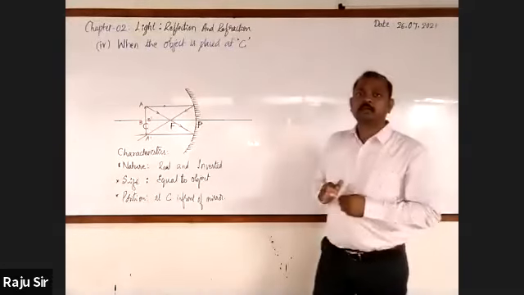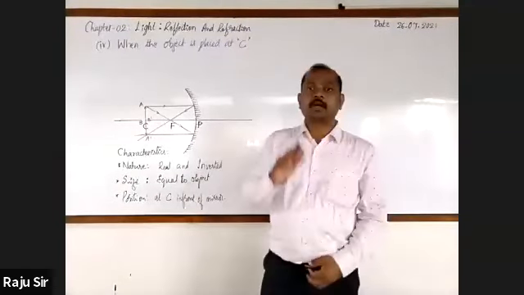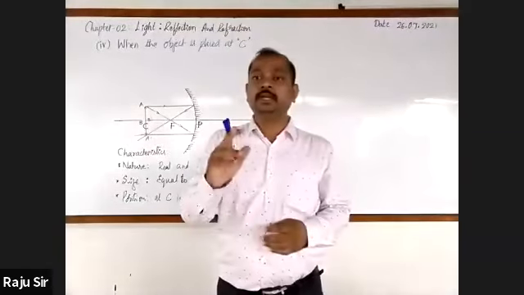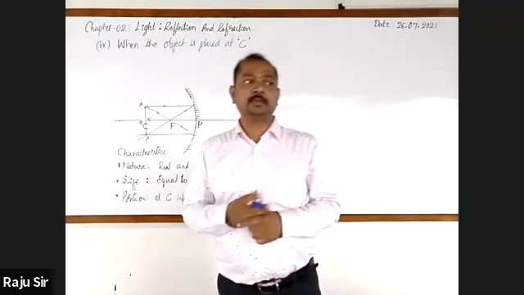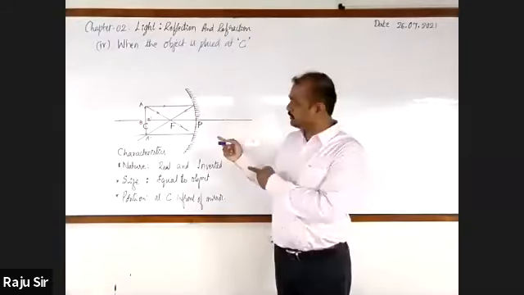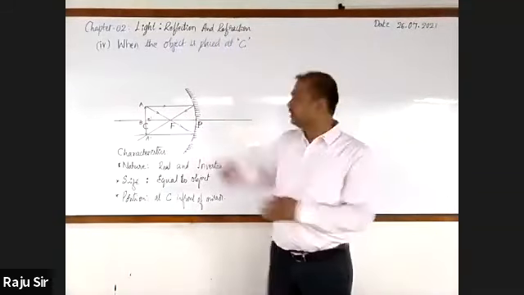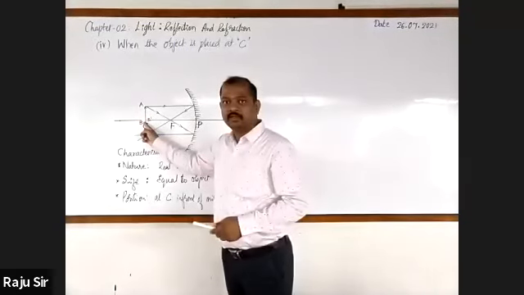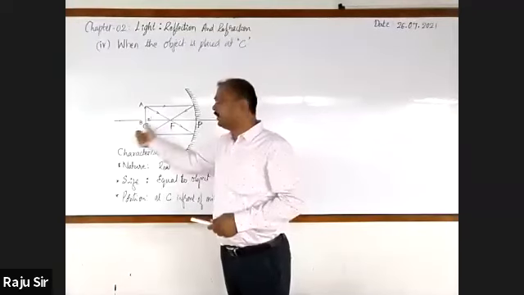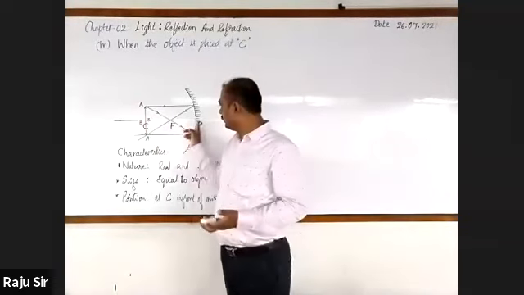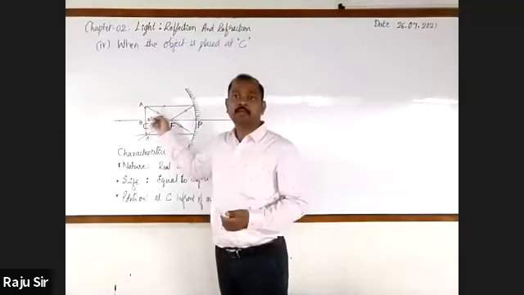Look here. Just one simple question. Suppose the focal length of a mirror is 20 centimeter. Could you tell where the object is placed in this case? At 40 centimeter. Look, the focal length is 20. From P to F is 20. F to C will also be 20. 20 plus 20 is 40. The object is placed at 40 centimeter.